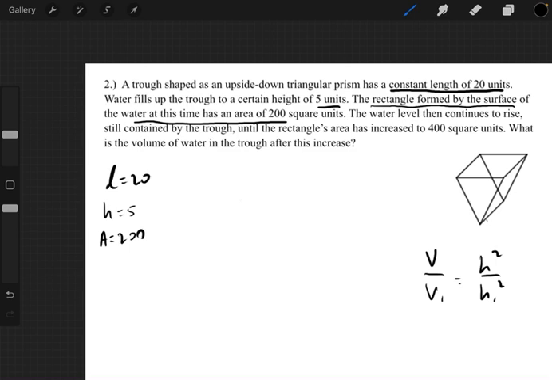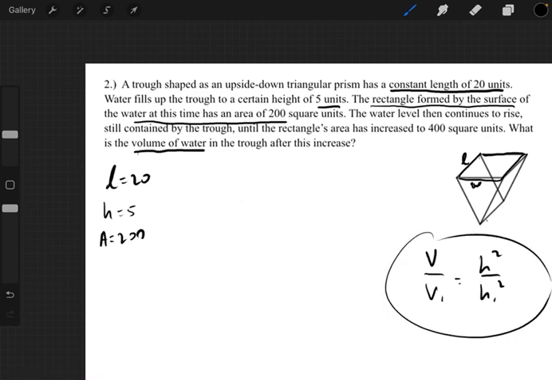Now, this area at the top is represented by that. That means that we know L, we don't know width, but we know the area, which means we could solve for width. What that allows us to do is that because we're looking for the volume of the water, we need width to find the initial volume of the water, just to set this up. So we're going to find the width of that initial instance.